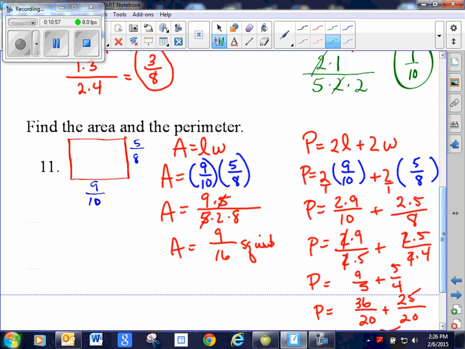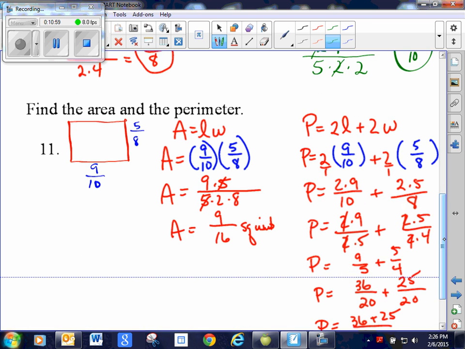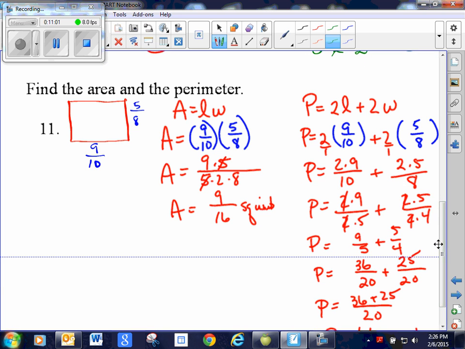Our friends, area and perimeter, are back. This looks complicated. It's not. It just takes a little bit of time. Here's your rectangle. I hope you have this. If you don't have this one drawn in your notes, you can draw it. Oh, yeah, you have it. I see. Okay. Area, length times width. Both our length and our width are fractions, so you're going to multiply.